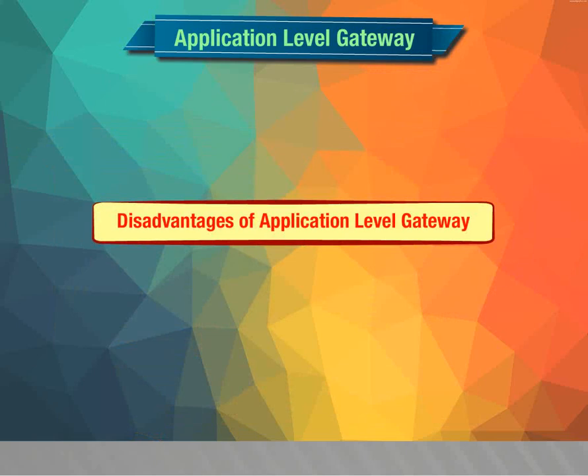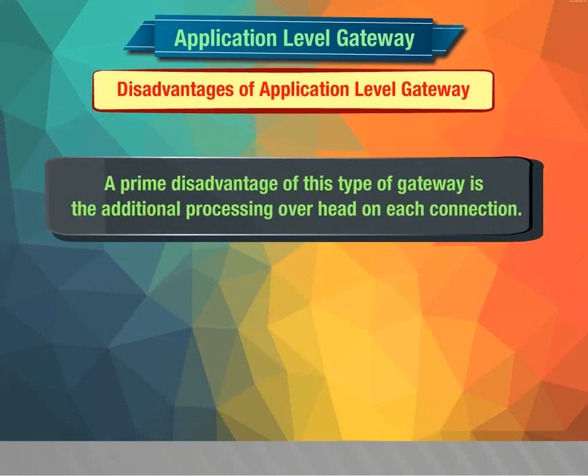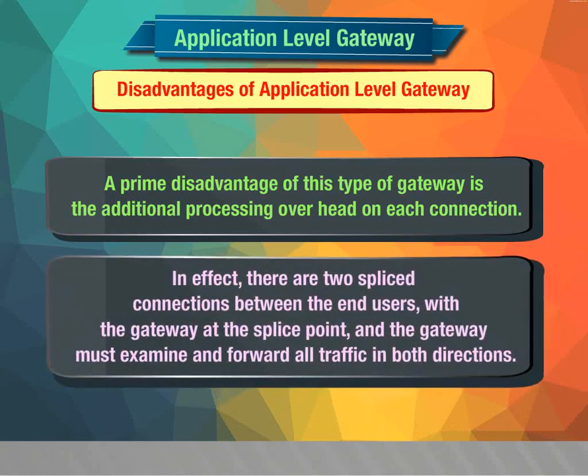Disadvantages of application level gateway. A prime disadvantage of this type of gateway is the additional processing overhead on each connection. In effect, there are two spliced connections between the end users with the gateway at the splice point, and the gateway must examine and forward all traffic in both directions.